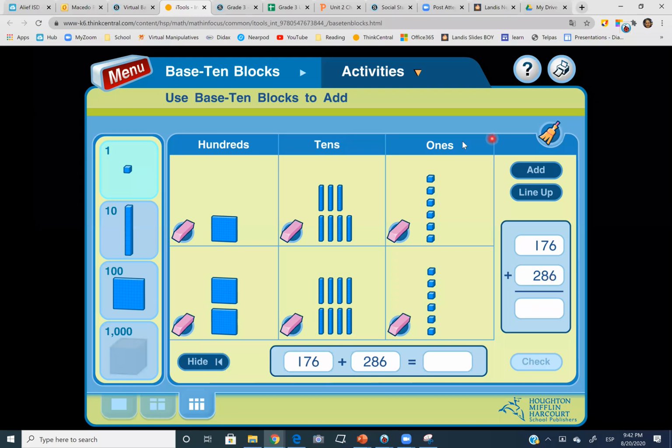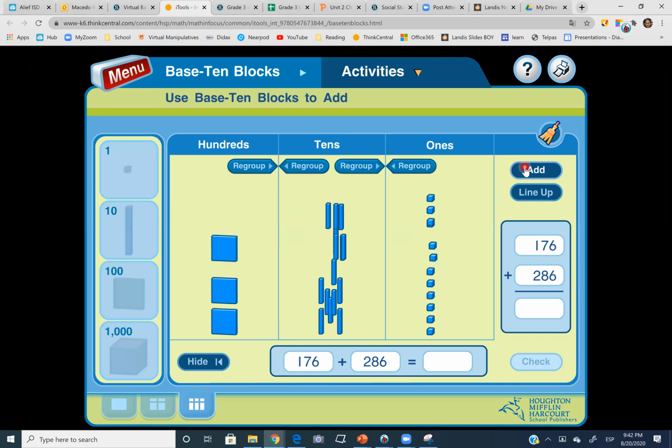Now let's press the add button to see how the numbers are changing. Now if you notice, I have all the ones together, all the tens together, and all the hundreds together. Now I have a problem here because in the ones I can only have at most 9 ones, because every time I get 10 ones, I'm going to do what we call regroup. So we're going to make these 10 ones into another 10. So let's do that.